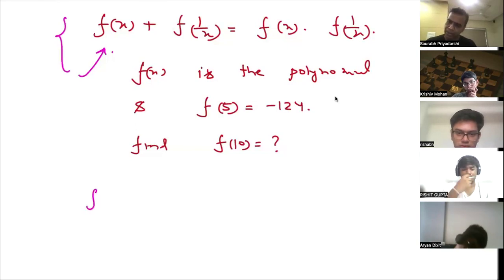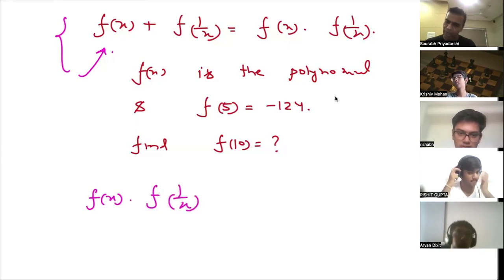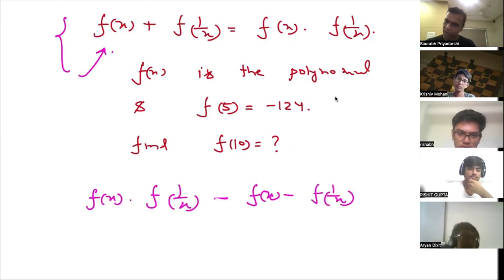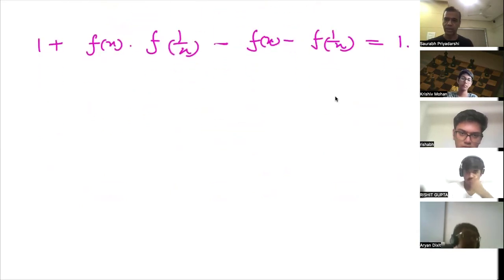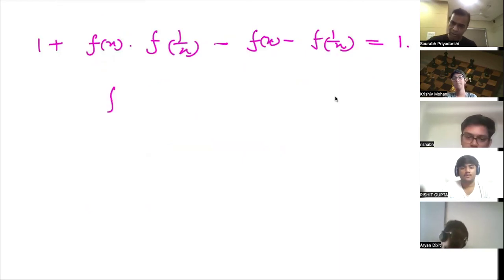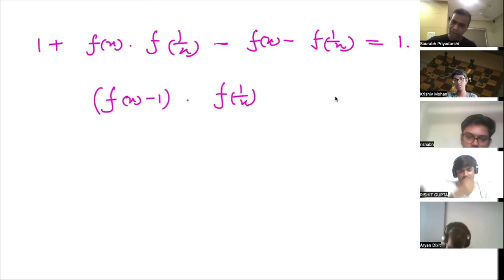Sanjana, just see this now. You'll go with a very simple question. I can rewrite this as fx into f of 1 by x minus fx minus f of 1 by x plus 1 is equal to plus 1. Is this okay, everyone? Can I rewrite the question in this way? So this is nothing but fx minus 1 into f of 1 by x minus 1 is equal to 1.